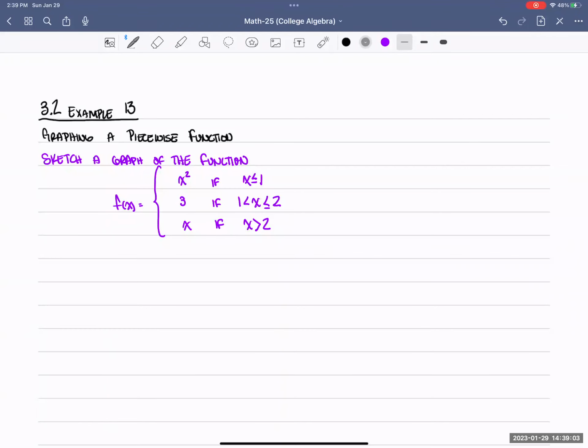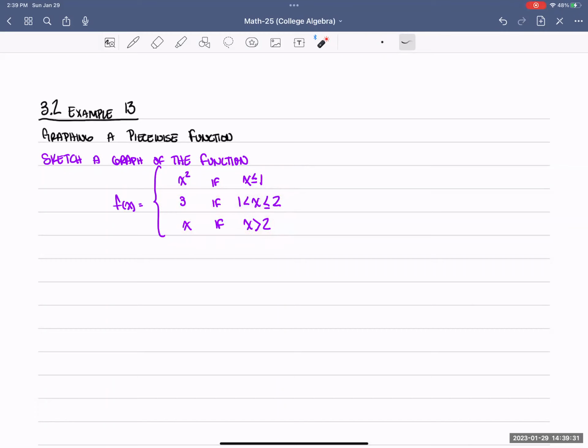Section 3.2, example 13, graphing a piecewise function. So sketch a graph of this function. We have three separate parts. We have x squared for x being less than or equal to 1. Our function is equal to 3 between 1 and 2. And our function is equal to x for x being greater than 2.